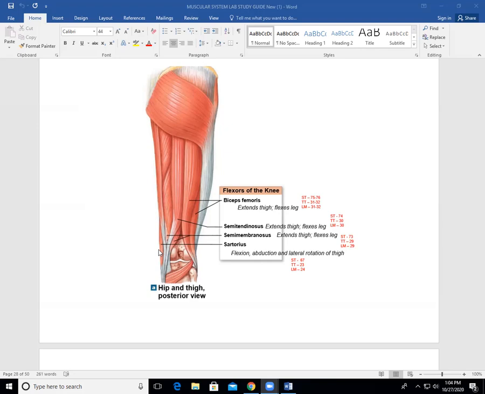Okay, then here's another view of the sartorius. And again, it's involved in flexion, abduction, and lateral rotation of the thigh. Okay. This muscle, I shouldn't probably have to tell you what it is, but anybody know what this one is? Gluteus maximus. Okay. All right. So I'll give y'all a couple minutes to find these, particularly the biceps femoris, semitendinosus, semimembranosus. Okay. That's what we're looking for.